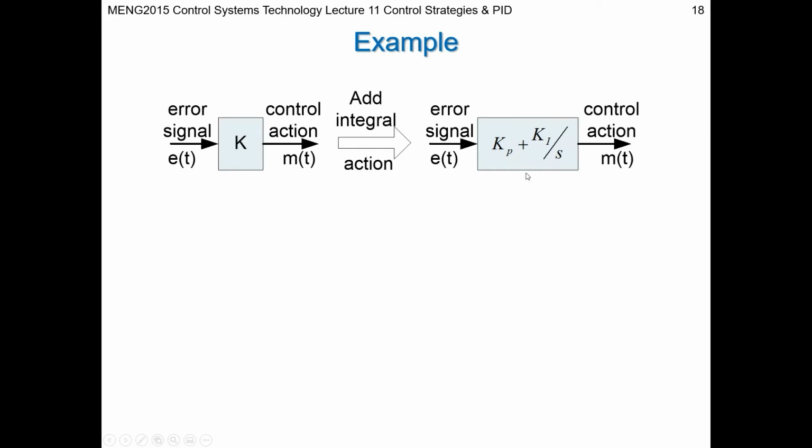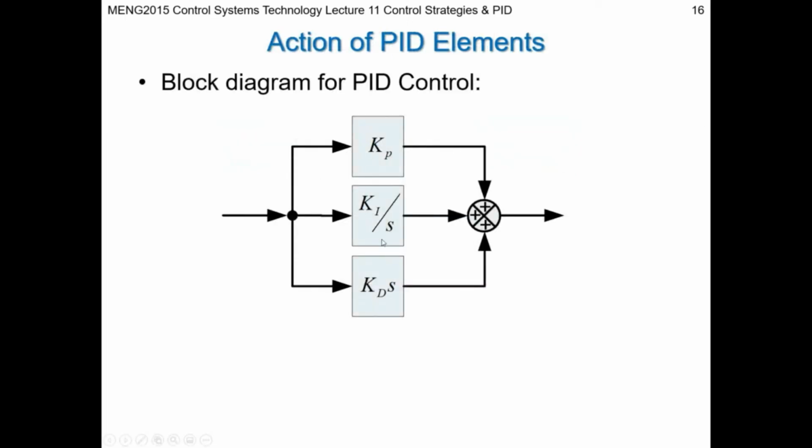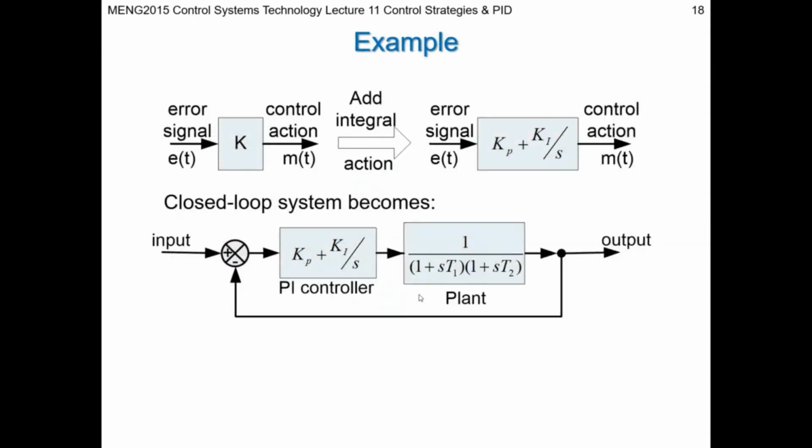So this is what our new transfer function for our controller will look like. It's going to be KP plus KI upon S. Again, directly from this block diagram here, because any two blocks in parallel, you add them together. So just dropping off our KD. So our closed loop system will now look like this. We've got our input, we've got our PI controller, our basic plant, and now our open loop transfer function.